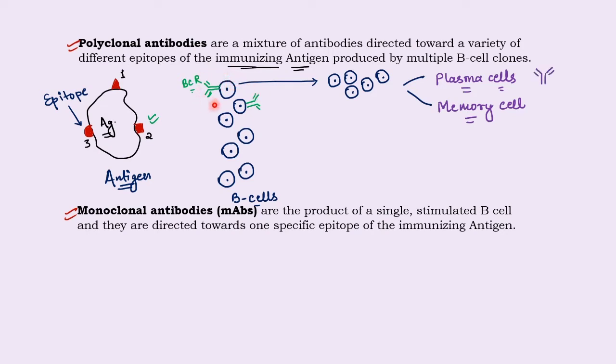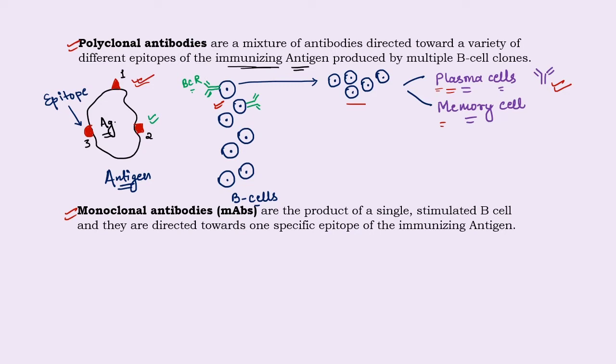So basically a single B cell will be activated by a single epitope and it will produce antibody only for that particular epitope. Suppose this B cell was activated by epitope 1. So when it forms the clone and then gets differentiated into plasma cell and memory cell, its plasma cell will produce antibody only against epitope 1. No B cell will produce antibody against more than one epitope.